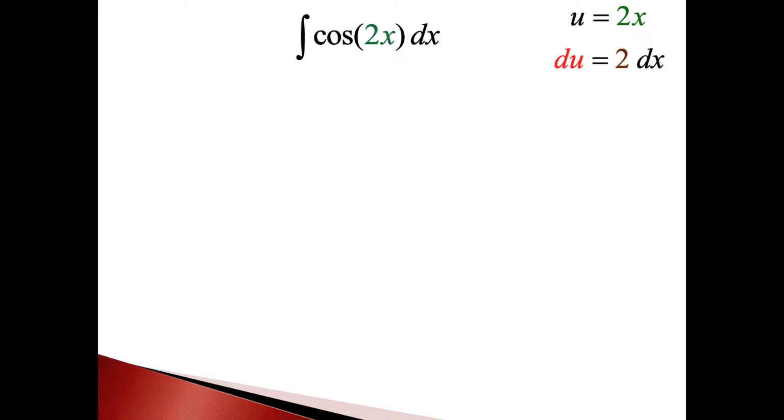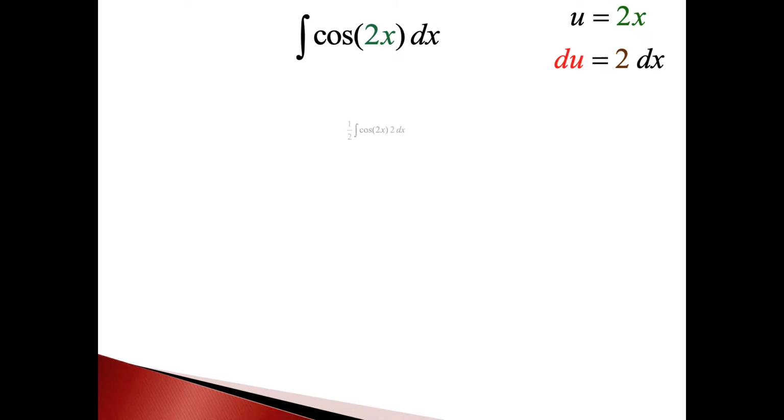So here's what I'm going to do. I'm going to look at this and go, if there were a 2, and this is sort of a brown 2, so the color coding I hope may help. If there were a brown 2 sitting next to my dx in my original problem, then I would just erase the 2, erase the dx, and replace it with a red du. Okay? But I don't have a brown 2 sitting next to my dx.